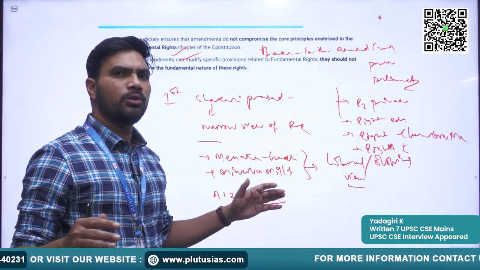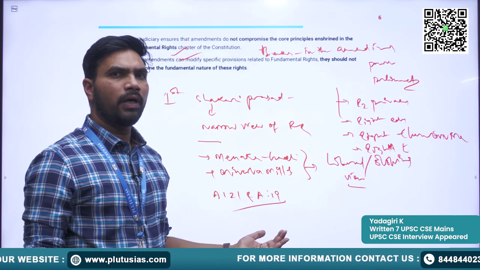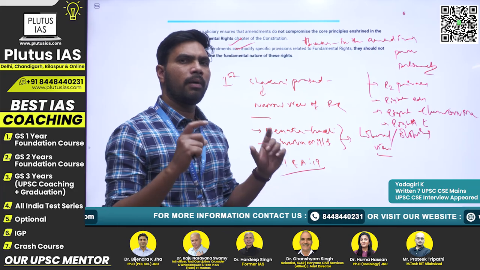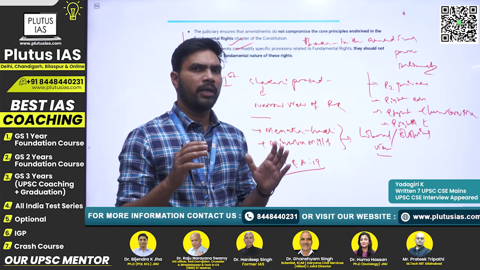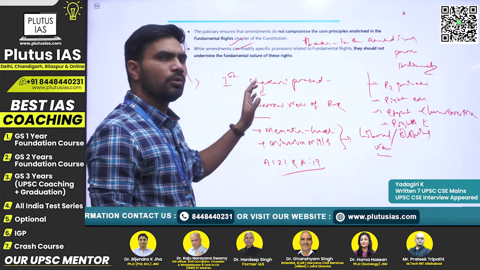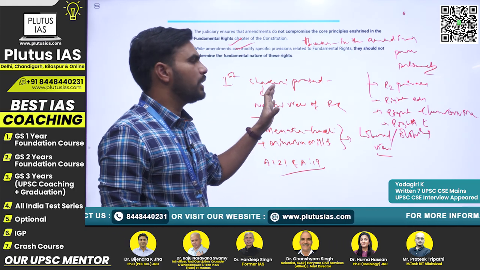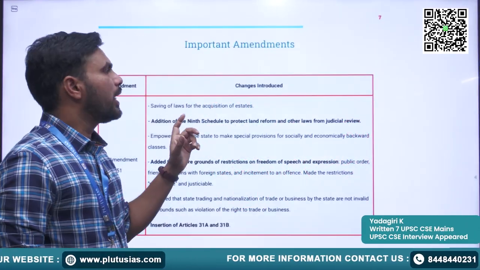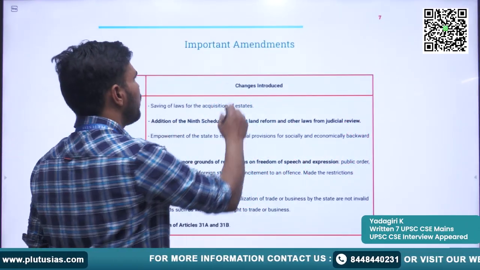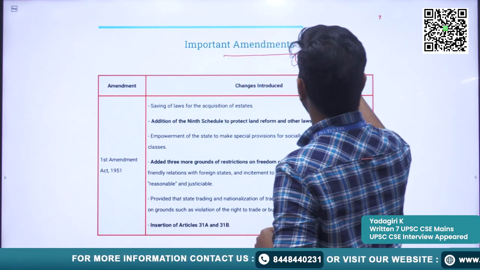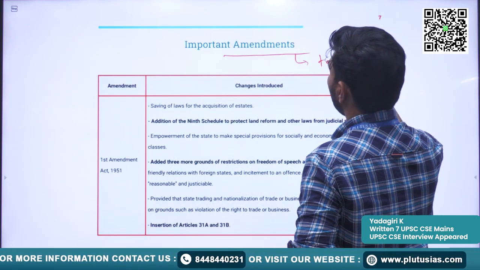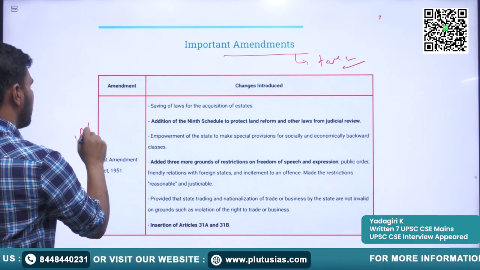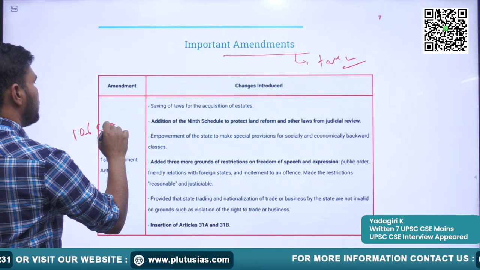So basically, the judiciary started interpreting the fundamental rights more liberally. So because of that reason also, the amending power of the parliament is curtailed. Right. So this is about the method and the limitations on the amending power of the parliament. Now we will see some important amendments that have taken place over time. Almost till now we have around 106 constitutional amendments.